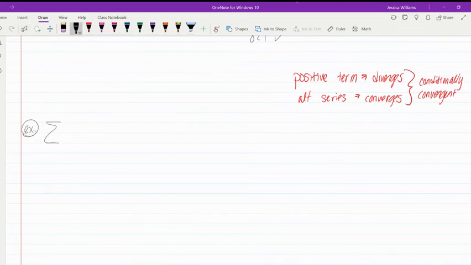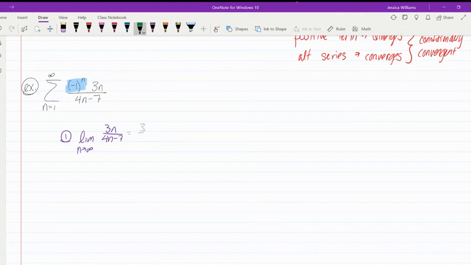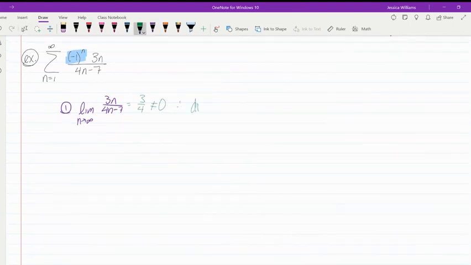What about this series? Okay, so I know it's alternating because I can see the alternator. Now all the work I do is going to ignore the alternator, which feels weird. So we take the limit, we go to infinity. I'm just using 3n over 4n minus 7. I've been taking these limits for weeks now. Look, common degree again. I get 3/4. Oh, that's not 0. Therefore, diverges.